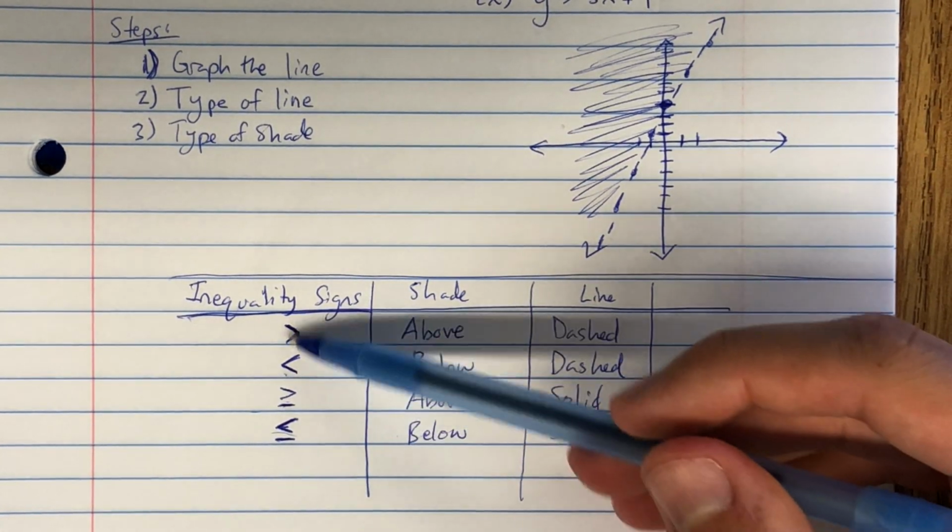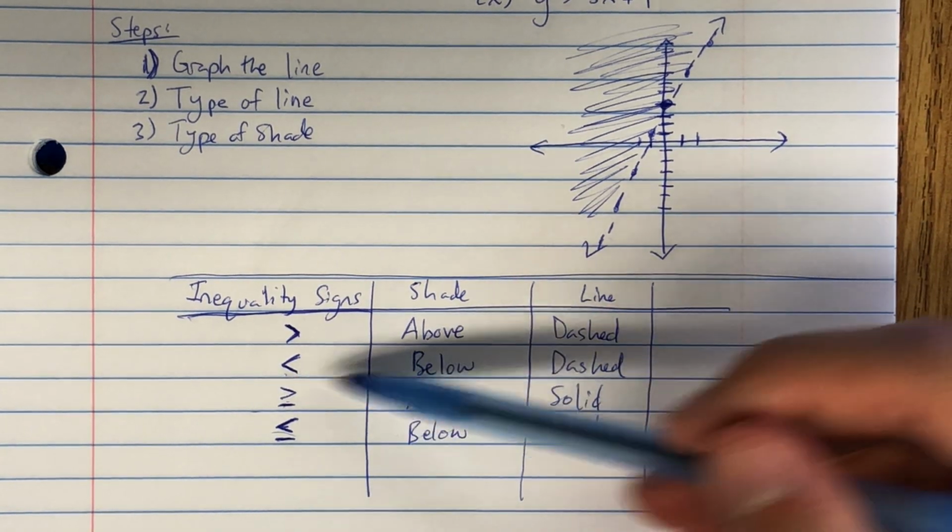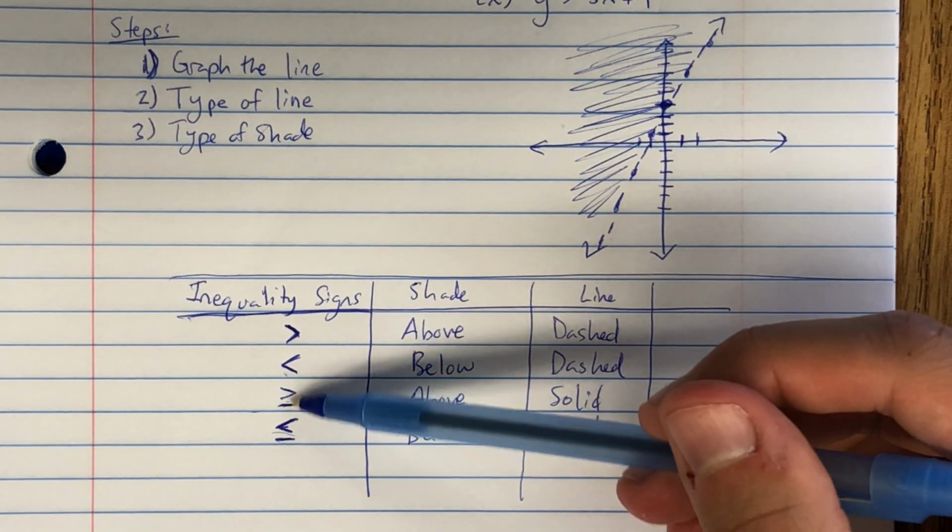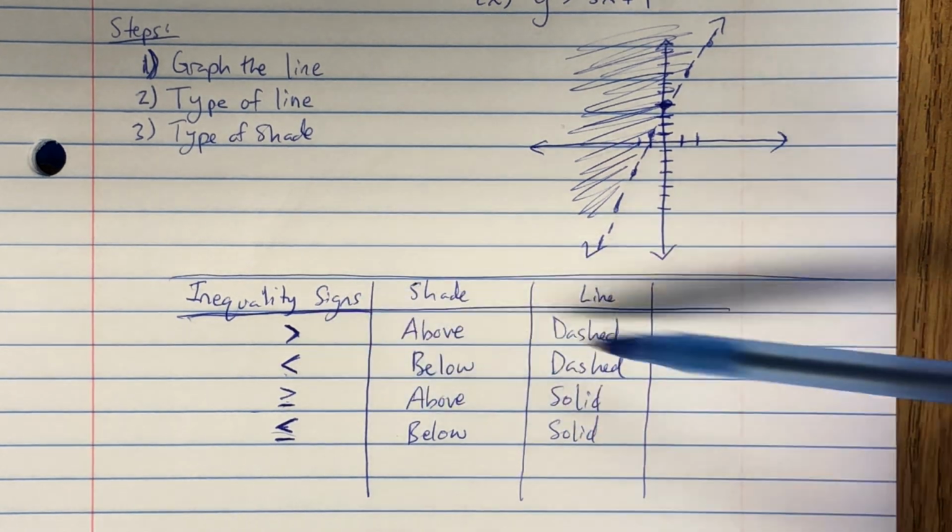So notice, when it has greater than, it's above. When it's less than, it's below. If it is or equal to, it's solid. If it's not, it's dashed.